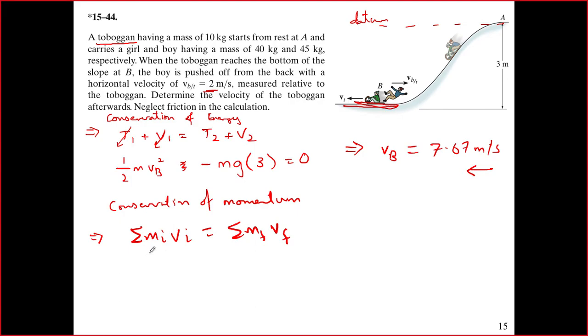So let's see. Initially, they're both together, so it's the combined mass. So it's 40 plus 45, and v_i was to the left. Let me consider my coordinate to be something. Forget y, it's not needed, I'm just considering to the left as positive. Okay, just to make my life a little easier.